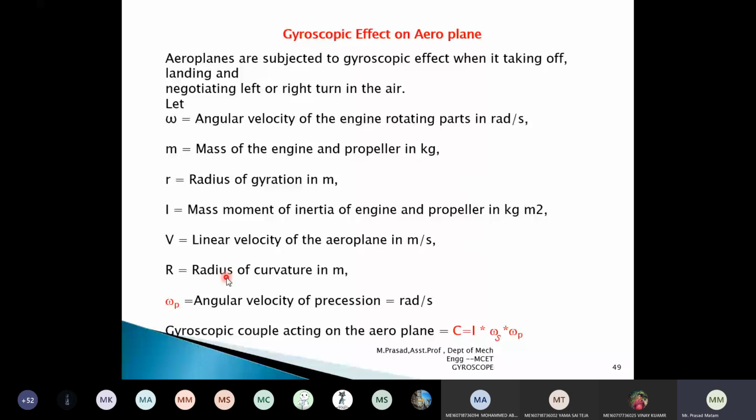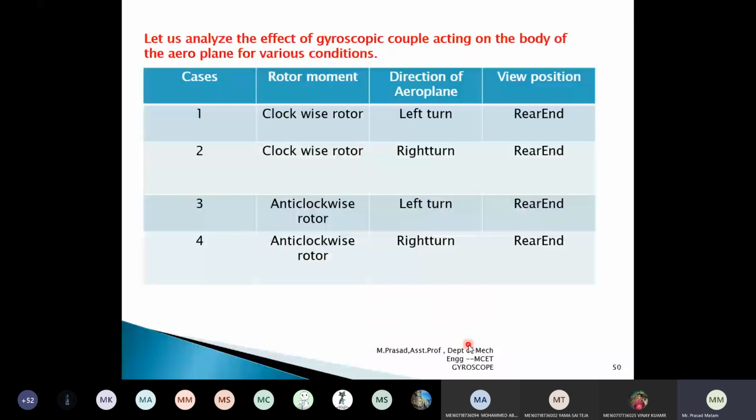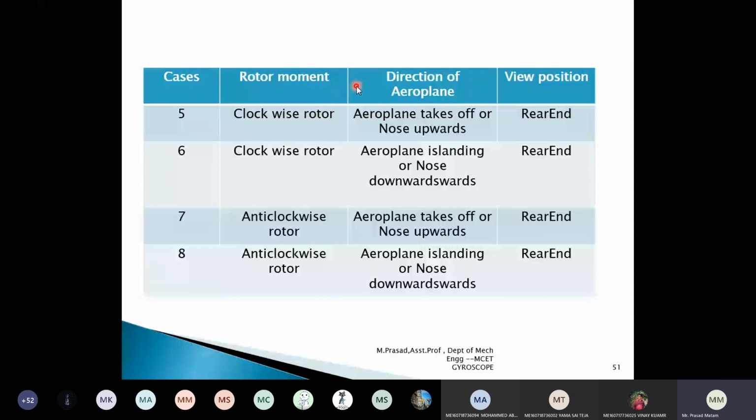And omega p is the angular velocity of precession in radians per second. Now the gyroscopic couple acting on aeroplane is given as C is equal to I into omega into omega p. Now we can analyze the gyroscopic couple acting on the aeroplane on various conditions here. Let us analyze the effect of gyroscopic couple acting on the body of the aeroplane for various conditions. We are having total 8 different types of conditions. Let me talk one by one.